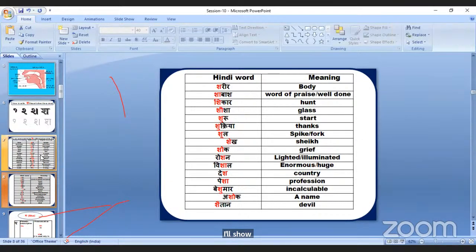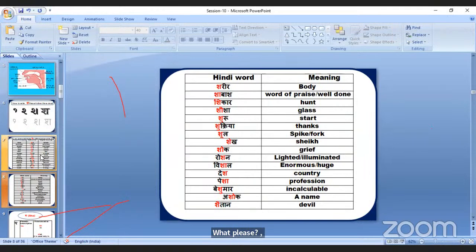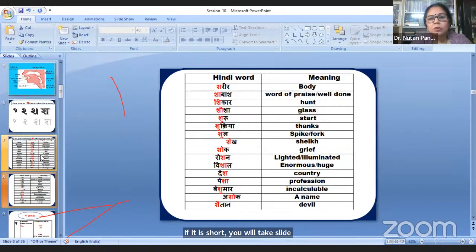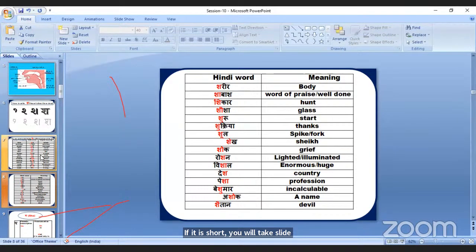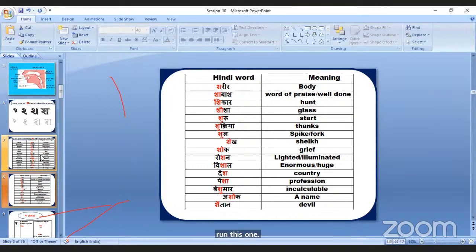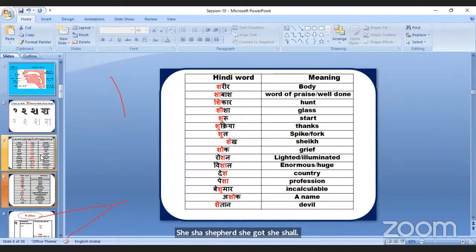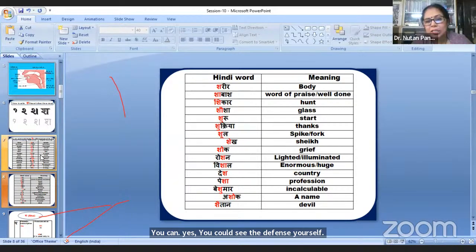Please be careful. It is a matra word. It is long or short. If it is short, you will take slightly less time, and if it is long, more time. Suppose there is a short i, it is shikar. If there is a long i, you will take more time to pronounce it: shisha. You can see the difference yourself. Shikar, it is short. Shisha, it is long.